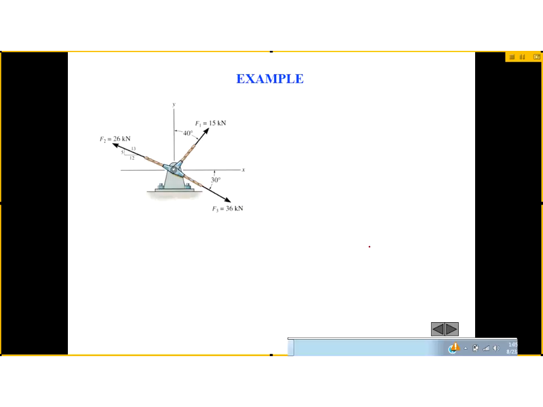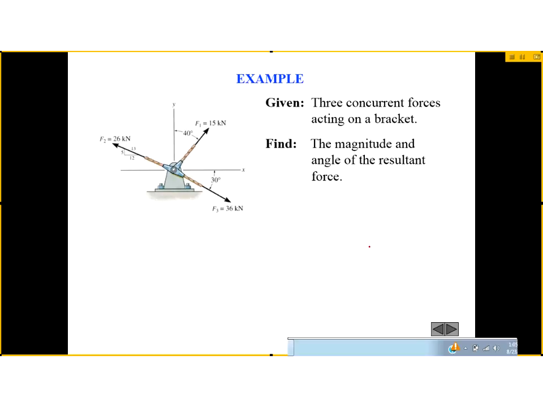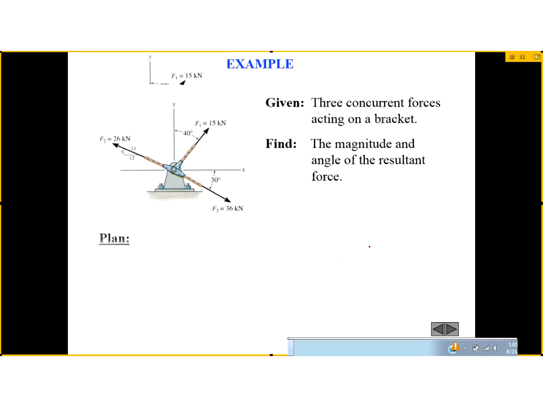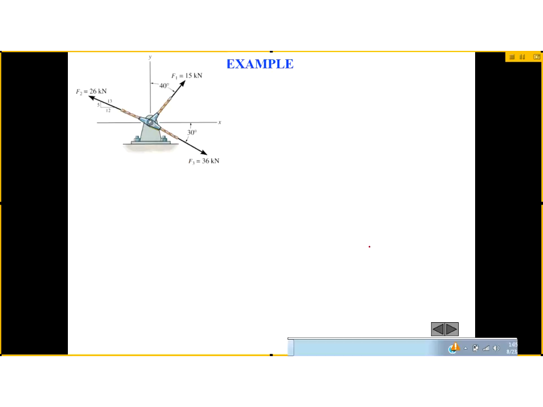All right, so let's tackle an example and see how this goes. We have three concurrent forces acting on a bracket, and we want to know the magnitude and angle of the resultant force. So we're going to resolve the forces into the x and y components, add the respective components, and find the magnitude and angle from the resultant. So that's the plan, right?